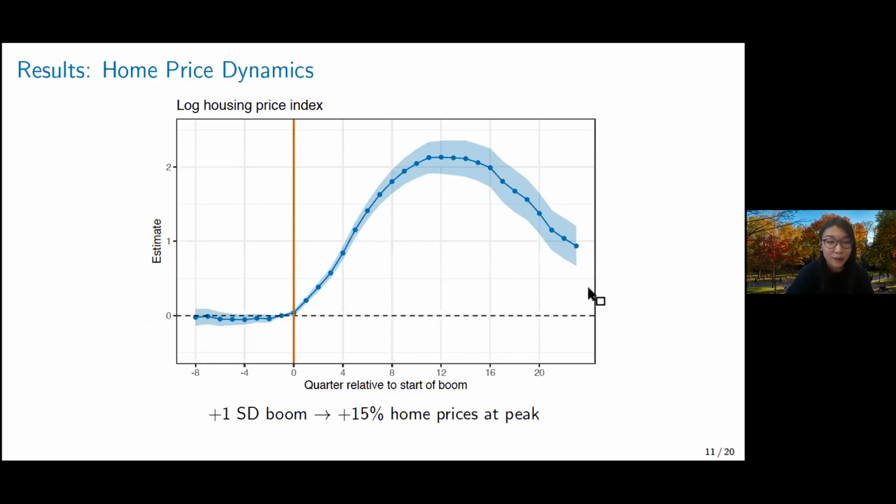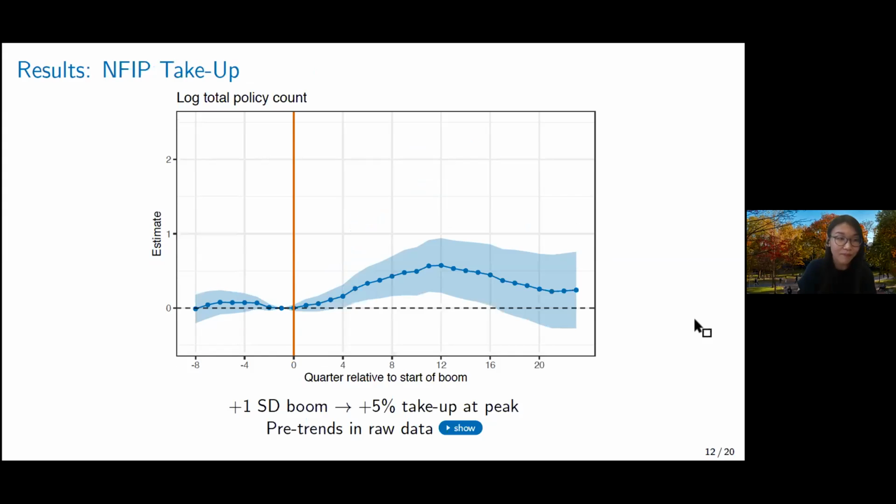So if we run that regression over housing price, here's what we see. We see that there is essentially a very flat pre-trend, and then at the beginning of the housing boom, the price goes up in a boom and bust fashion. It peaks around the end of the 3rd year. So this is expected because essentially we use a housing boom instrument, and this shows that the boom instrument captures the timing and the size of the housing price change well.